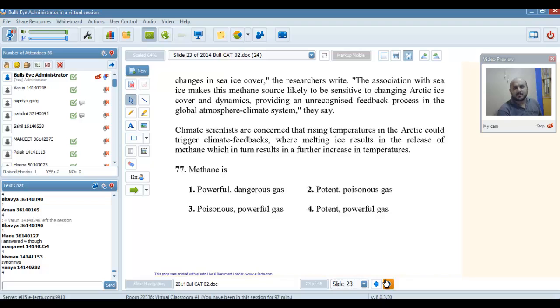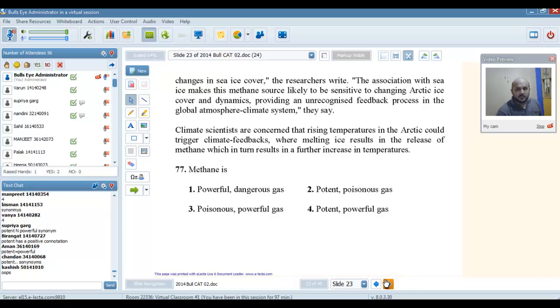Exactly. Option number 4, potent and powerful are synonyms. They do not bring in new information. So potent and powerful both are synonyms of each other. It essentially means we are using the same thing. Cannot do that. We need two words to describe. So what are the two words?